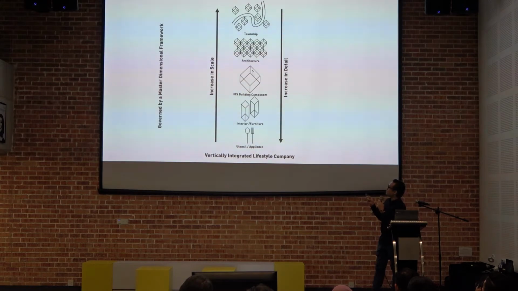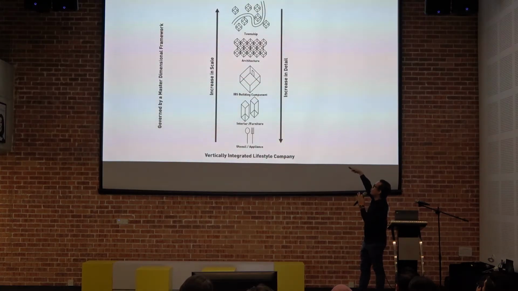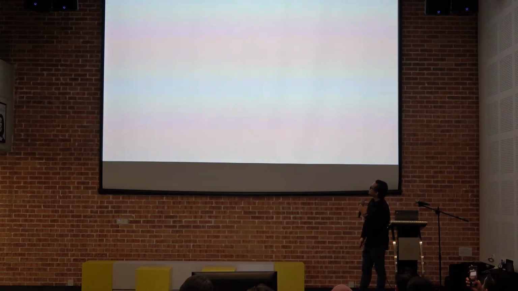This is not in the original slide, but we propose Gamuda to be more vertically integrated. Now they are in the tree business. They just recently went into IBS, as a building component manufacturer. We asked them, maybe they can go down into interior and furniture fittings and whatnot, and go down to utensils and appliances. So you can see the scale.